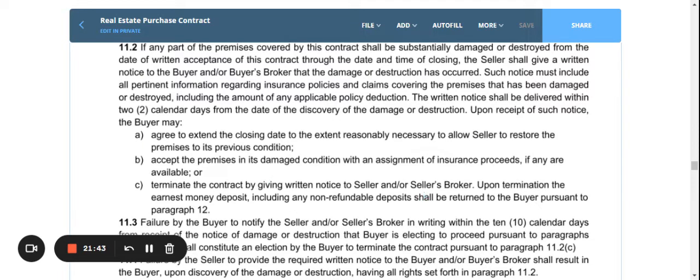Now, of course, I wouldn't want you to terminate. I wouldn't want to get all the way to closing and you terminate the contract. I will always try to go above and beyond to try to see how we can remedy this without having the whole thing fall apart. That's just my nature. I just want everybody to have a happy ending.